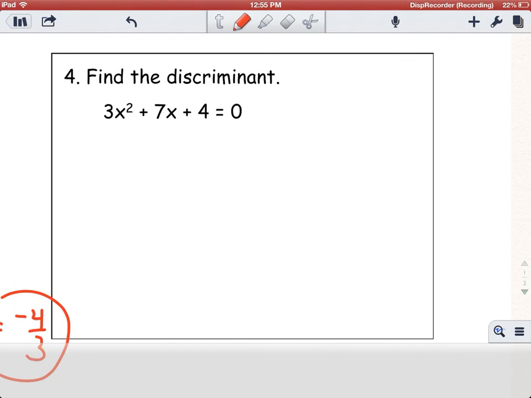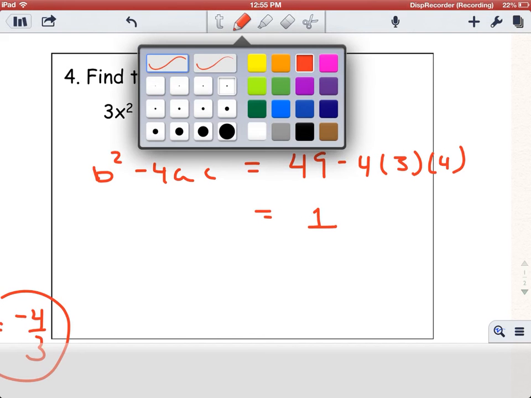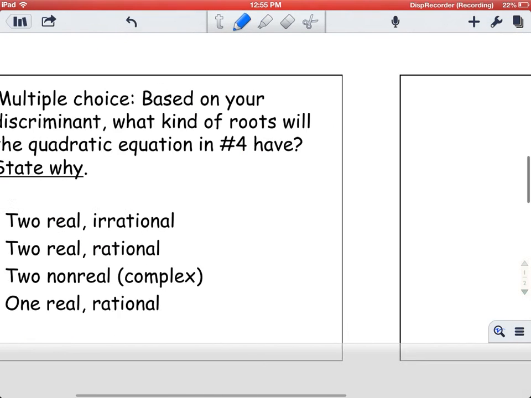Number 4, you just need to find the discriminant. So b squared minus 4ac equals 49 minus 4 times 3 times 4. That's 49 minus 48, which is 1. The discriminant is 1. And that's going to lead us to the last question.